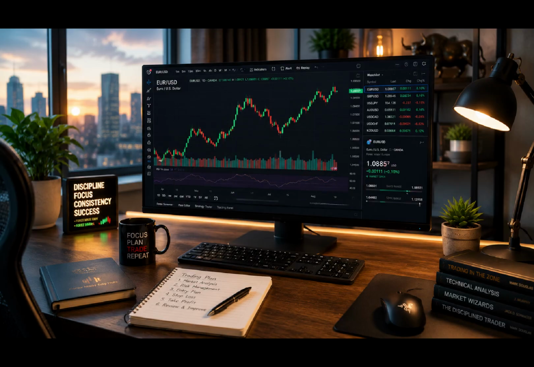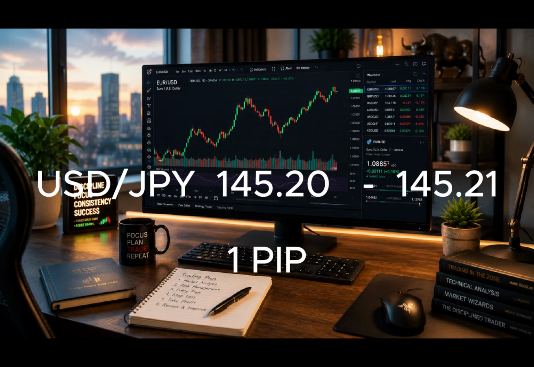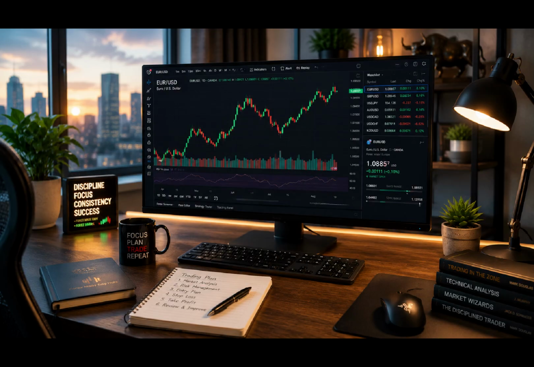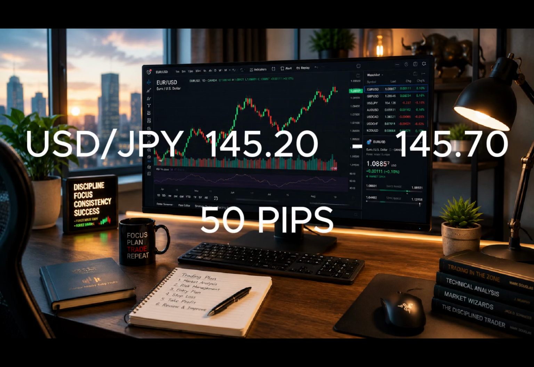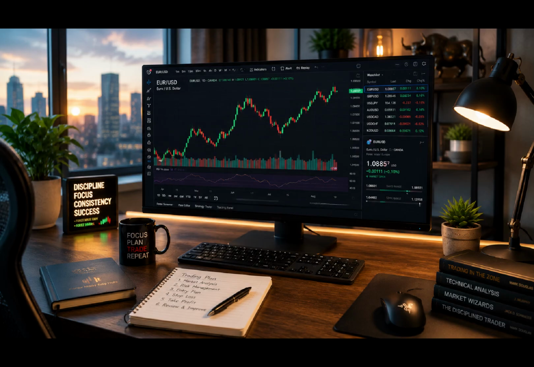For example, suppose USD to JPY is trading at 145.20. If the price moves to 145.21, the market has moved by 1 pip. If the price rises from 145.20 to 145.30, the market has moved by 10 pips. If the price changes from 145.20 to 145.70, the market has moved by 50 pips. A simple way to remember this is, for most currency pairs, count the fourth decimal place. For JPY pairs, count the second decimal place.